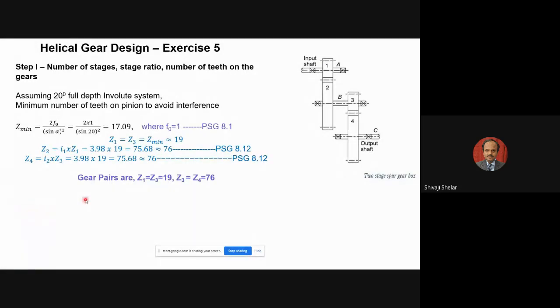Okay, so we have now selected the gear pair here having Z1 teeth as 19 and Z2 equal to 76. Z3 and Z4 are again similar in nature, same geometric progression. So Z3 is 19 and Z4 is 76. We have a 19-76 combination here and a 19-76 combination here because it is a two-stage gearbox. Let's go to the module calculation now.